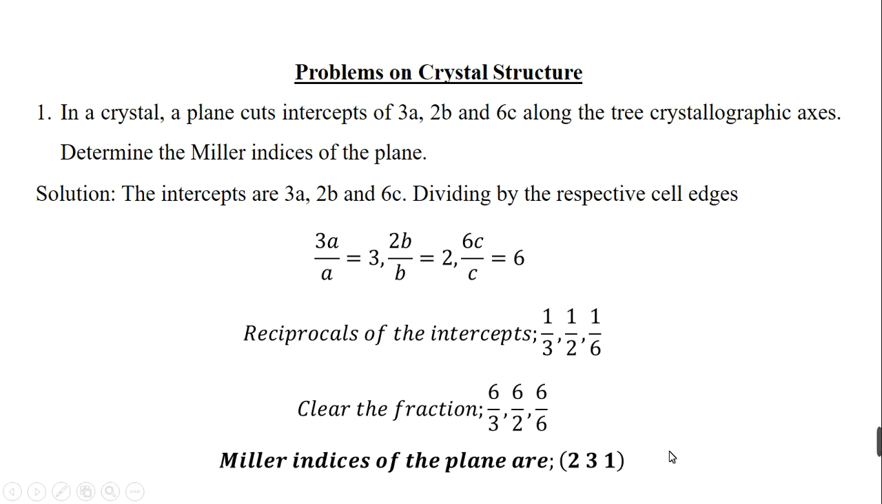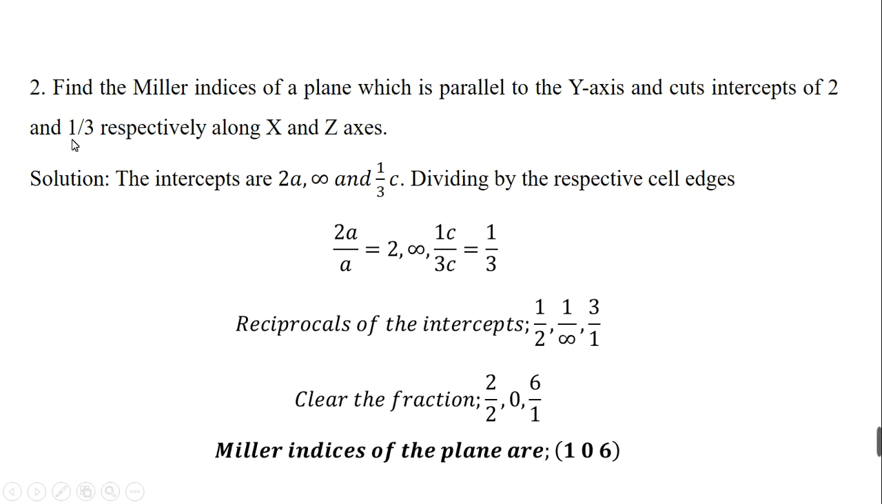Let us solve a similar type of problem here. The second one: find the Miller indices of a plane which is parallel to the y-axis, and cuts intercepts of 2 and 1 by 3 respectively along the x and z axes. Please note the point: parallel to the y-axis. The x intercept is given as 2 and the z intercept as 1 by 3, but the condition introduced here is that the plane is parallel to the y-axis. Parallel to the y-axis means its intercept must be infinity.